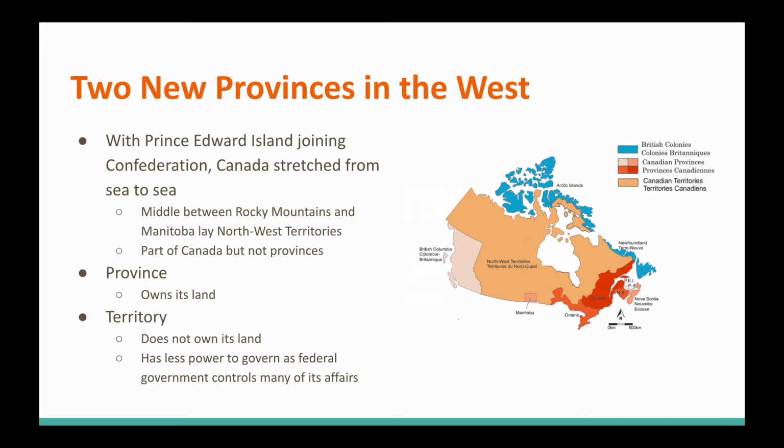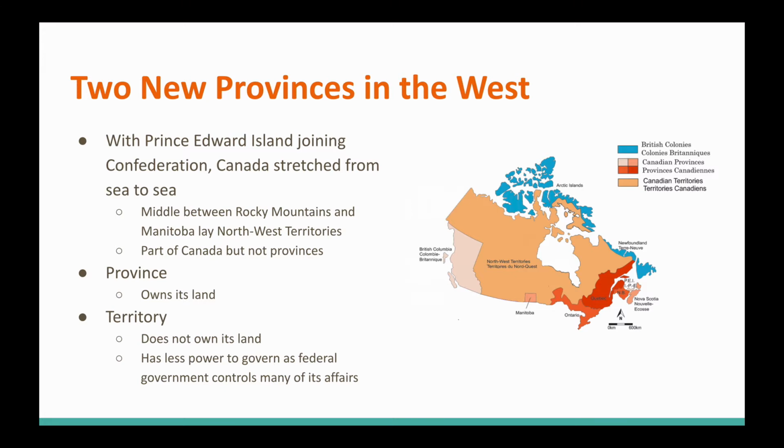In the middle, though, between BC and Manitoba, we've got the Rocky Mountains, and then there's Manitoba, and then there's still some vastness of the Northwest Territories, and then we have Ontario. Now, those Northwest Territories, you can see here on the map, are a part of Canada, but they are not actual provinces. They don't own their own land. The land is owned by the federal government, and the people there have less power to govern themselves because the federal government is going to control most of the things that are happening inside of the territory.